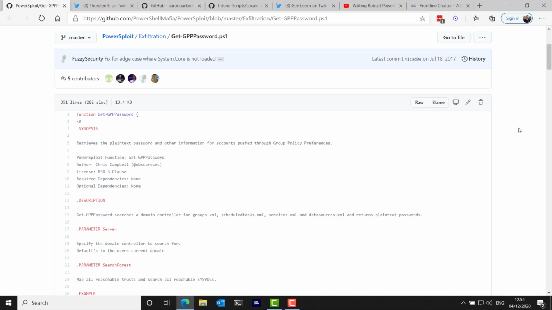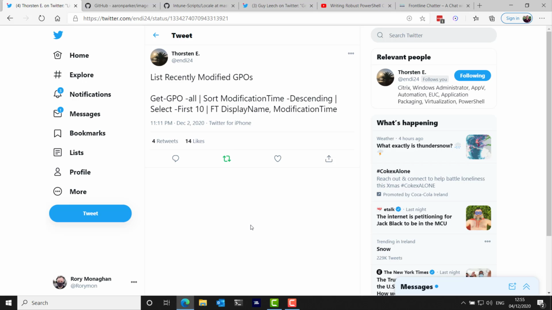But this week, Thorsten tweeted out the Get-GPPPassword PowerShell script by PowerShell Mafia, which searches a domain controller for groups.xml, scheduledtasks.xml, services.xml, and datasources.xml files, and returns any plain text passwords it finds. He also shared a really handy one-liner PowerShell commandlet for listing out your more recent group policy objects that have been modified. And that one should be pretty popular. It's going to be useful to everyone.